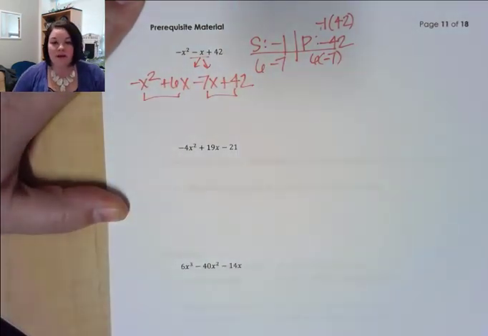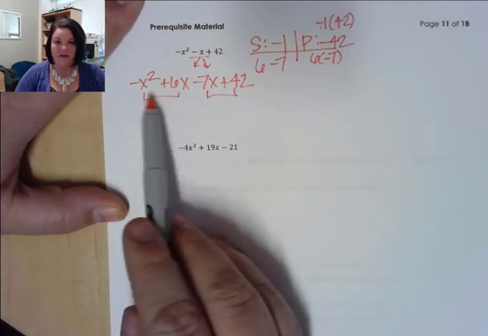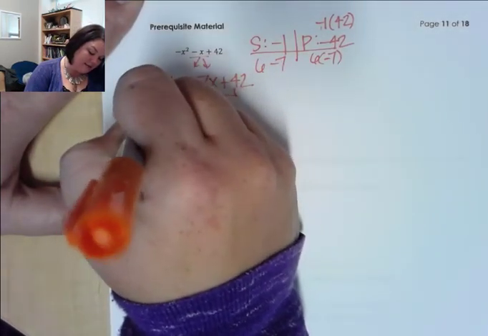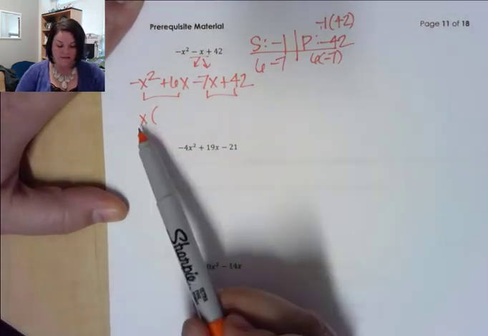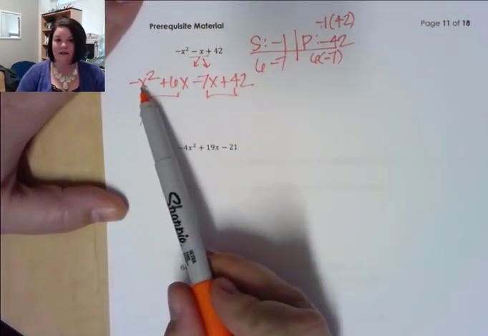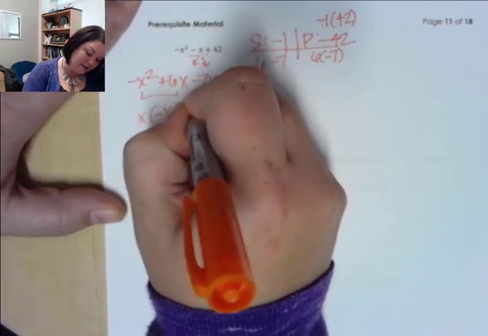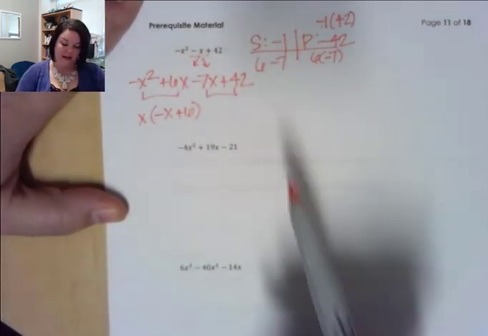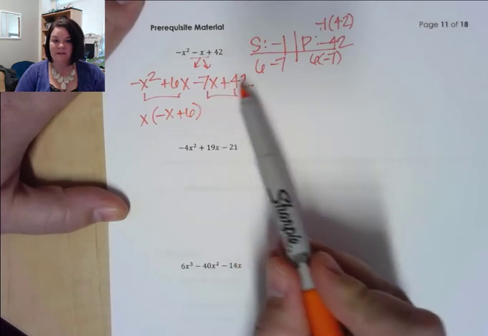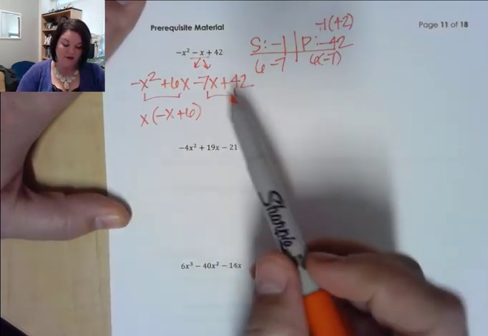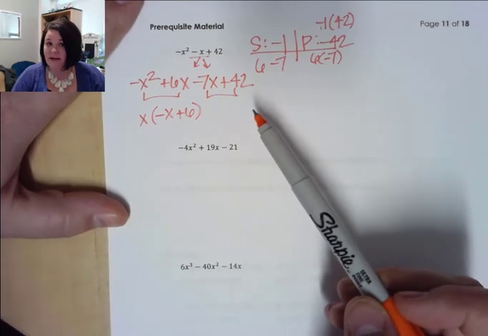So out of the first pairing, the only thing that these two have in common is an x. So I'm going to go ahead and just take out an x. When I take out a positive x, notice this term's still going to be negative. So I'm going to be left with a -x plus 6. And out of the second pairing, 7 and 42 are both divisible by 7. And I can either take out a positive 7 or a -7.